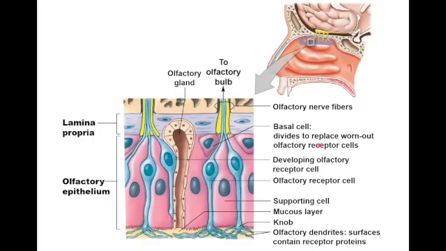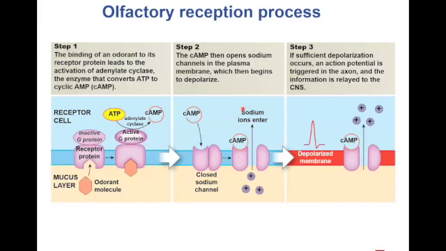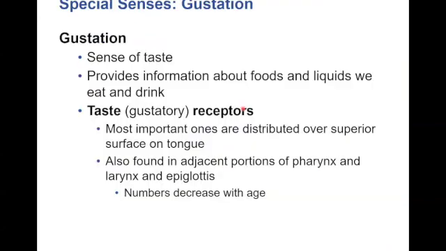Okay, we showed you this image of the cross section. You know, what is an odorant, right? You guys can read that one. And then we went through those steps, and that was it for the sense of smell. Okay, let's move on to gustation, which is the sense of taste.